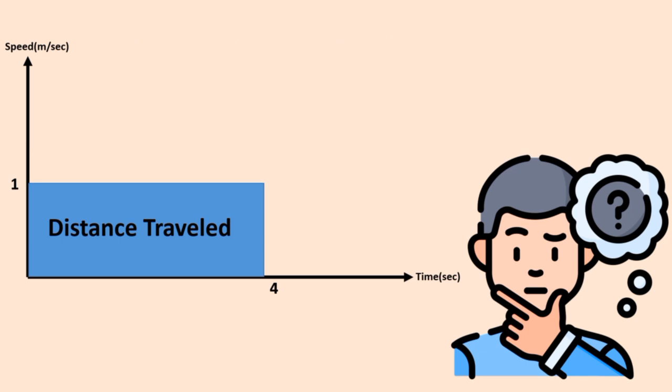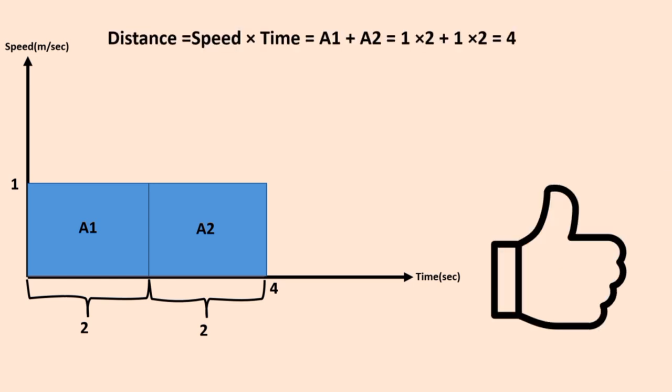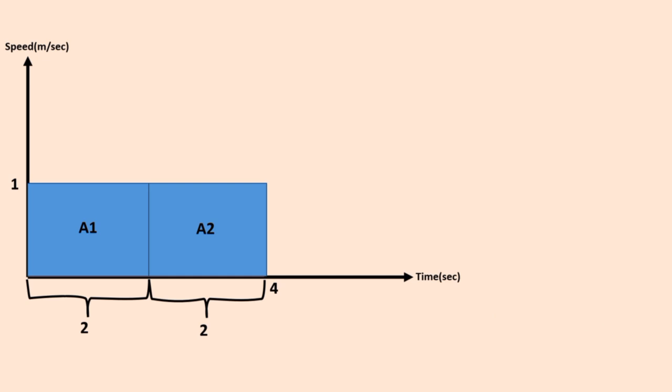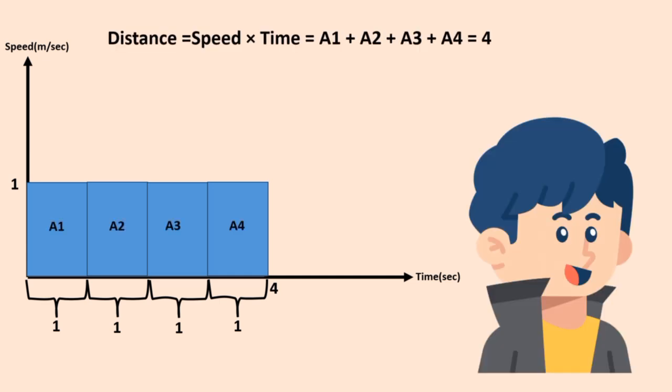Let's start simple. Instead of looking at the whole rectangle at once, let's split it into 2 equal parts. Each part still has an area, and if we add those 2 areas together, we get the same total distance. Now let's go a step further. What if we divide the rectangle into 4 equal parts? Each piece gets smaller, but when we add all 4 areas together, the total distance is still the same.